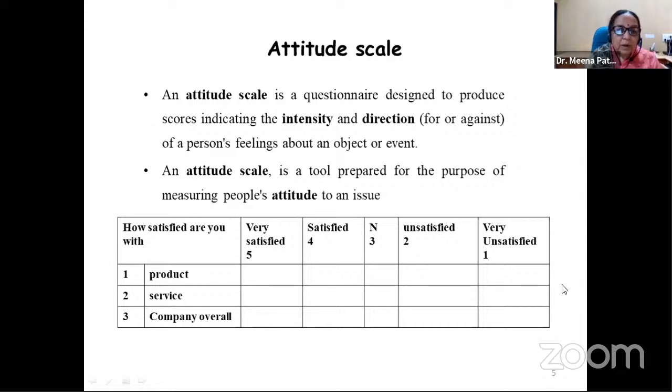So for example, how satisfied are you with? Very satisfied, satisfied, neutral, unsatisfied, very unsatisfied. Scores are 5, 4, 3, 2, and 1 respectively. But by describing only the product, service, and company overall, we can't measure the scale. So you have to develop on the product, on the service, and on company overall. Then from the total of that, we can say that yes, I am satisfied, very satisfied, or I am neutral, unsatisfied or very unsatisfied. In this manner, attitude scale is developed and measured.